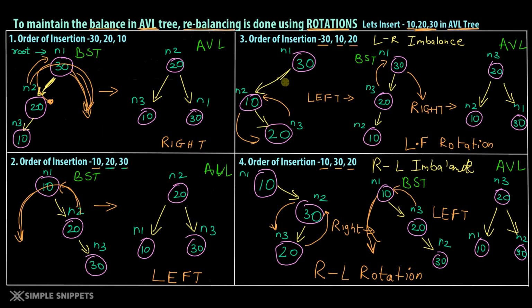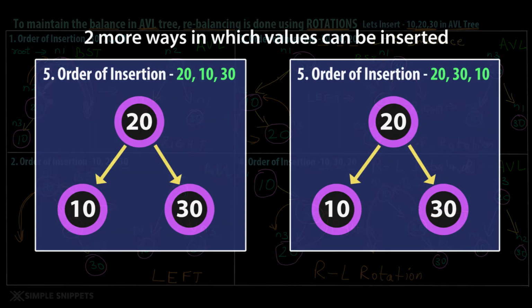Now, as I mentioned, there are still two more scenarios in which values can be inserted using these 30, 20 and 10. And what are those? Let me just show it to you. If you insert 20, 30 and 10, you will get a balanced binary search tree, hence it is an AVL tree. If you insert 20, 10 and 30, again you are going to get a balanced binary search tree, hence it is going to be an AVL tree, and that is the reason why I did not show you these two scenarios. You can see them on the screen.